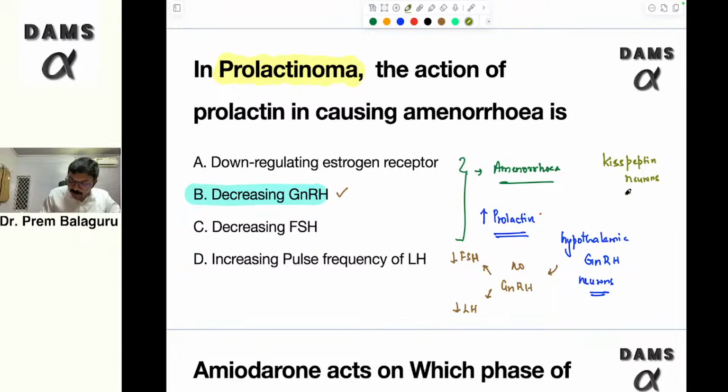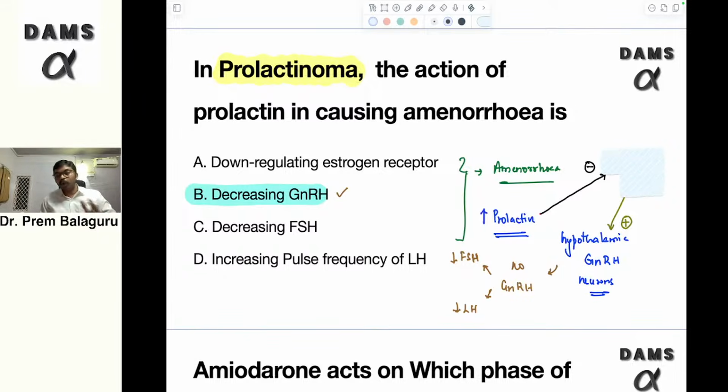Kisspeptin neurons have an excitatory effect over hypothalamic gonadotrophin releasing hormone producing neurons. But interestingly, the hormone prolactin inhibits the kisspeptin producing neurons. Because kisspeptin producing neurons are getting inhibited, the stimulatory effect over GnRH is lost. As a consequence, GnRH is not going to be produced. So that's the way the action has been executed in a very clear and sharp manner.